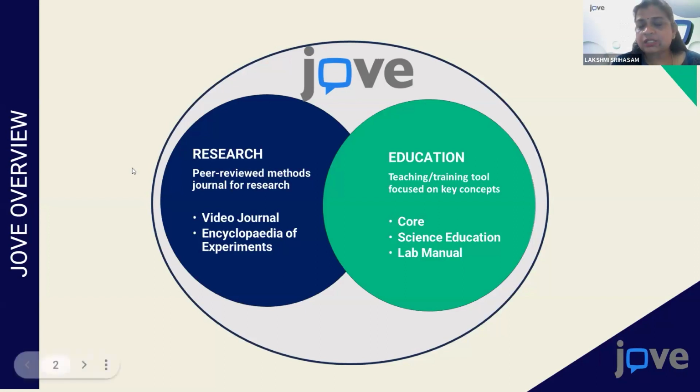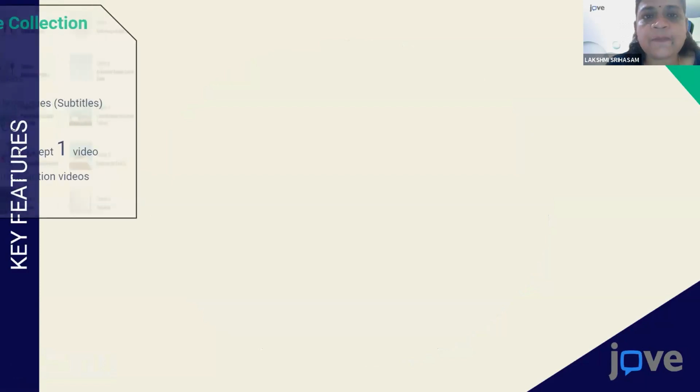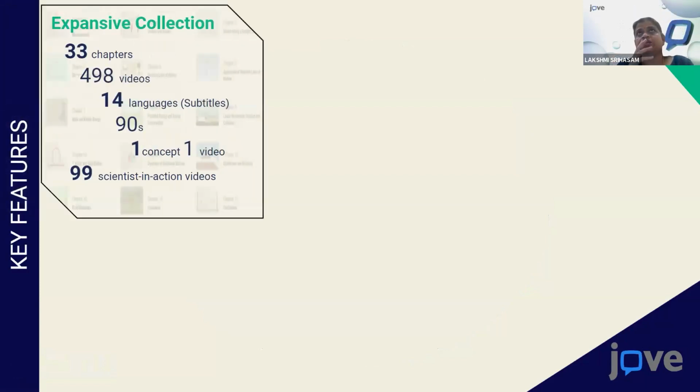Now, in this particular webinar, we are focusing on the physics content on our website. So I would like to give a brief overview of the various key features of our core physics collection. Our core physics collection has 33 chapters and 498 videos, a little short of 500 videos, and it's available in 14 languages in subtitles.